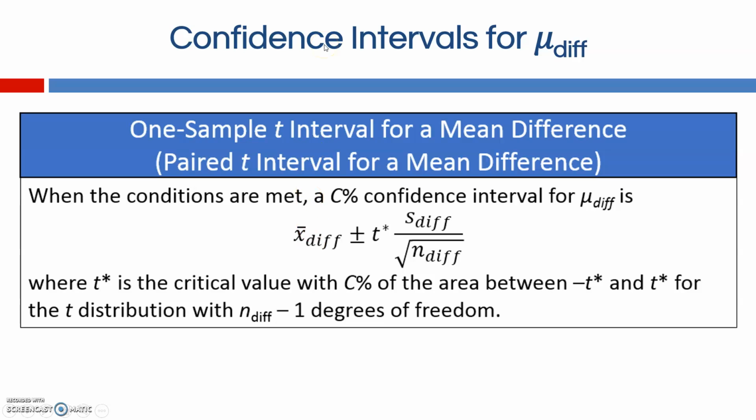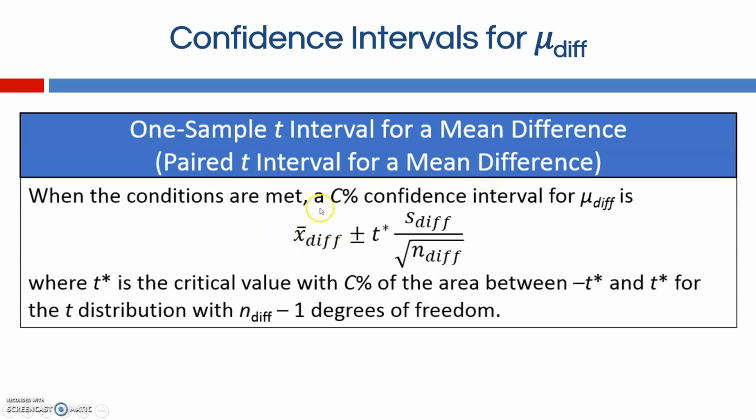So for this particular chapter with paired data, you are actually using a one sample t interval. Although you are essentially getting two different lists of data initially, when you find the differences of those two data points, you're going to end up with one single sample. So we actually construct the interval just like we did for a one sample t interval for a population mean, but this is for a mean difference. And it's also called a paired t-interval for a mean difference.